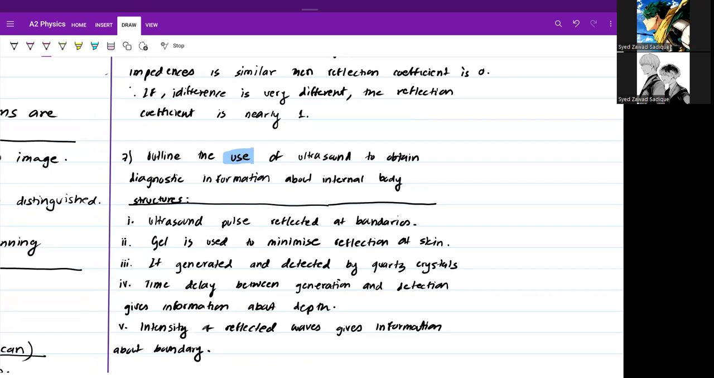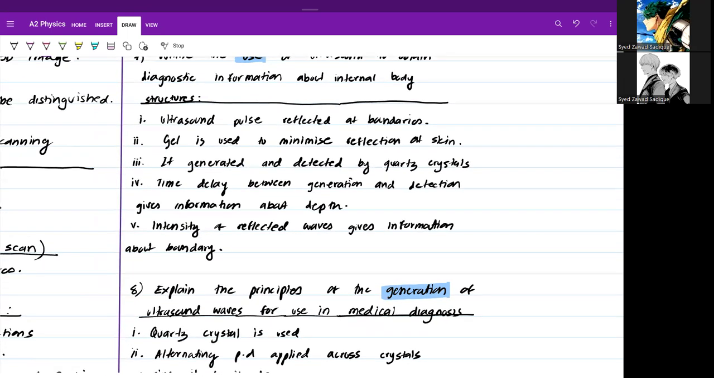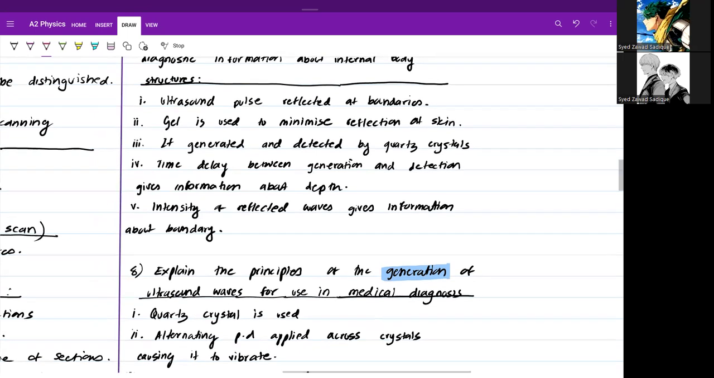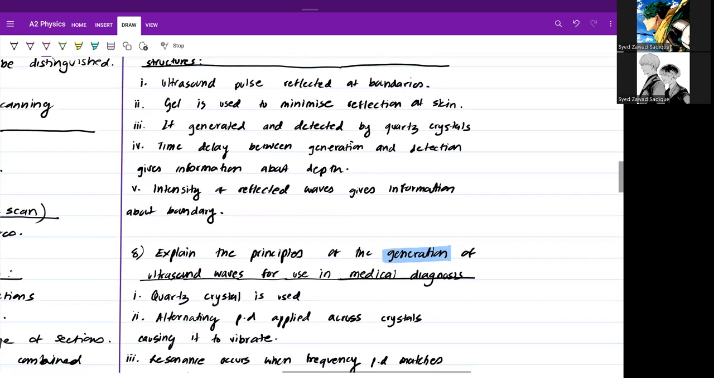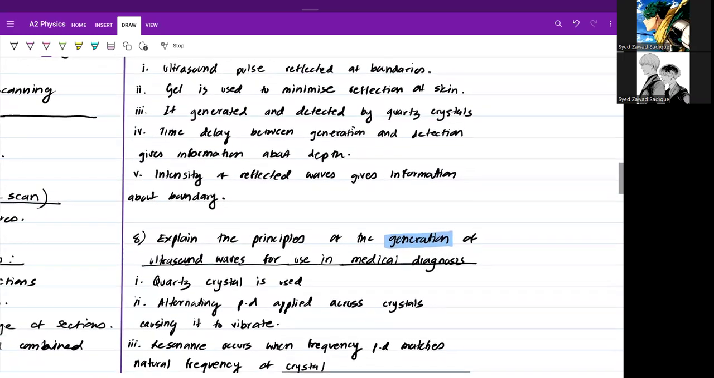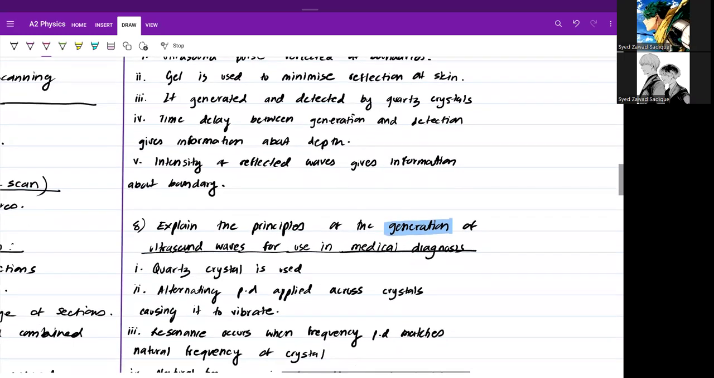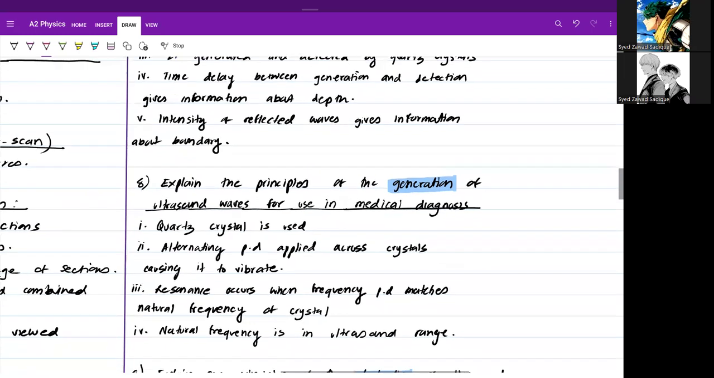Outline the use of ultrasound to obtain diagnostic information about the internal body structures. You have to say ultrasound pulse is reflected at boundaries. Gel is used to minimize reflection at skin. It's generated and detected by quartz crystal. Time delay between generation and detection gives information about depth, intensity of reflected waves gives information about boundary.